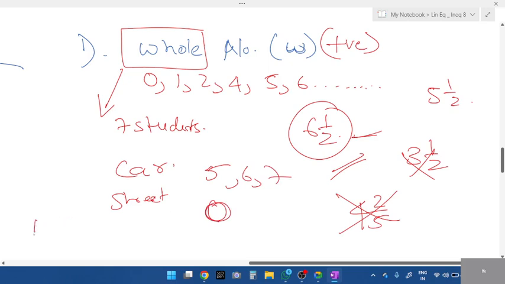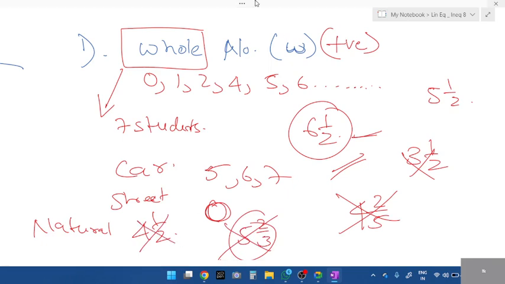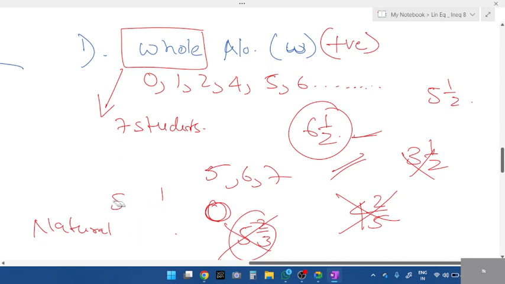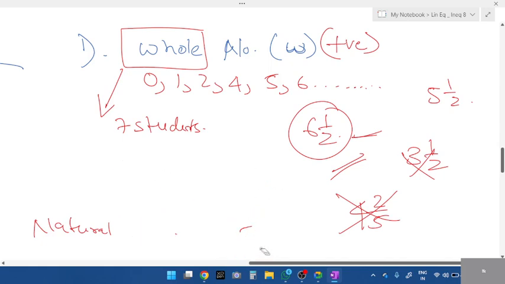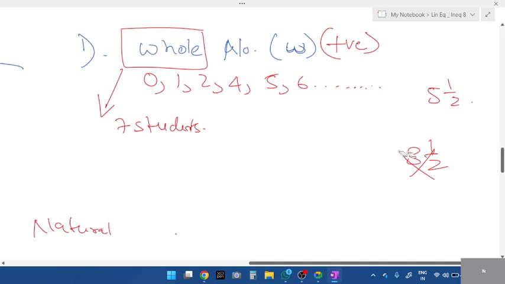Even natural numbers follow the same concept. It shouldn't be a fraction. You can't say that in your street there are 4.5 cars. You can't say 5 2 by 3 cars. All this doesn't exist. So whole numbers and natural numbers should be complete numbers. They shouldn't be fractions.